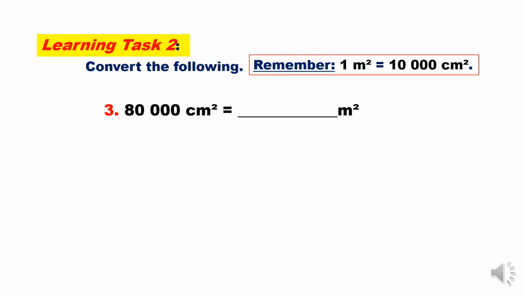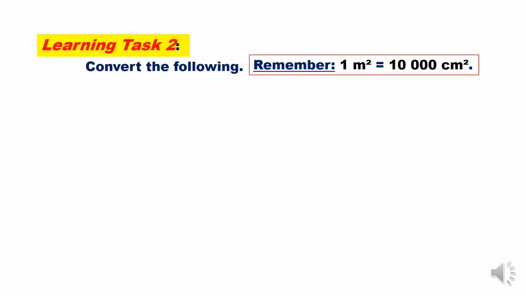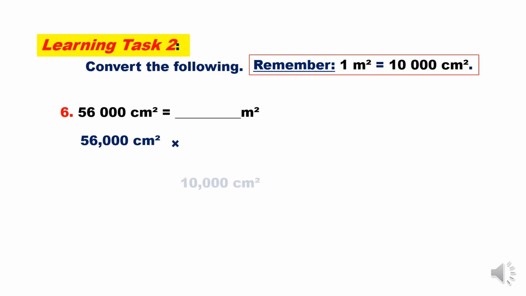Try to answer number 3, number 4, and number 5. Let's answer number 6 together. 56,000 square centimeters equals blank square meter. Write down the given, multiply by the conversion. This time, the denominator is 10,000 square centimeters and the numerator is 1 square meter. Then, cancel.